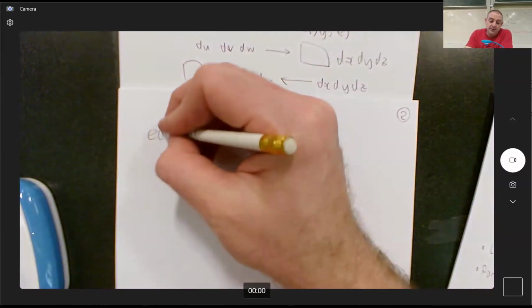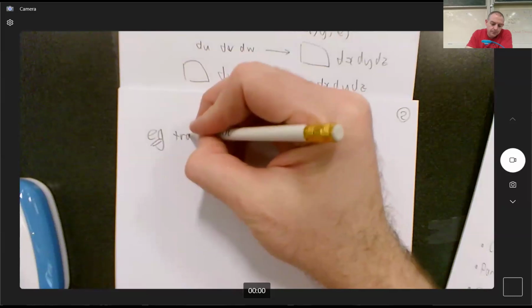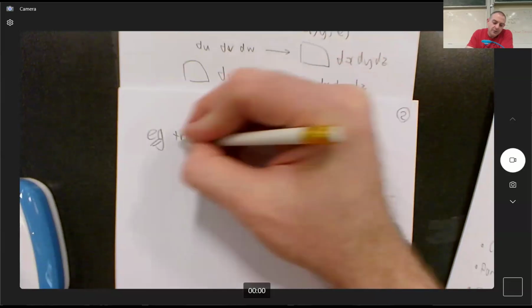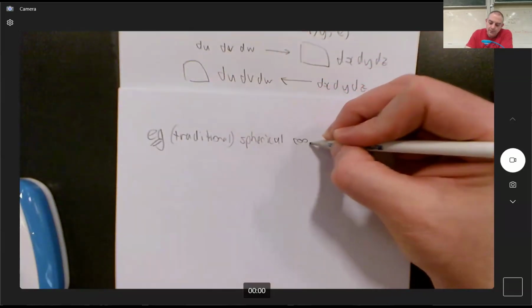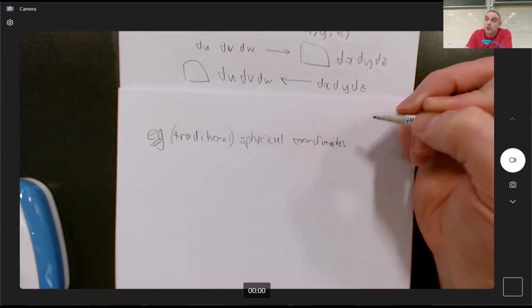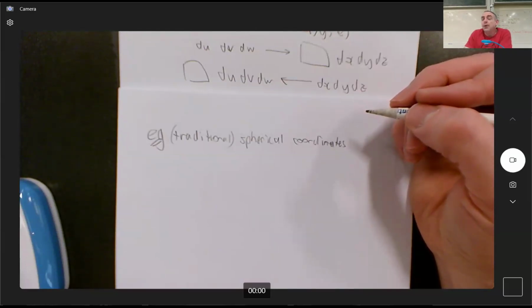But it's just easiest with an example. So if, for example, you did traditional spherical coordinates, I don't know if traditional is the right word to use, but that's what I call it. Or at least spherical coordinates as they are described in this course, then every point is located by two angles and a radius.